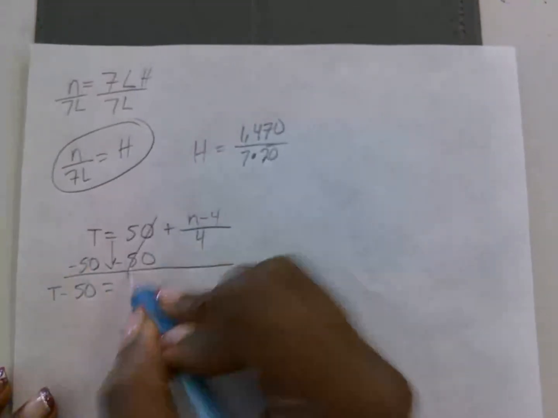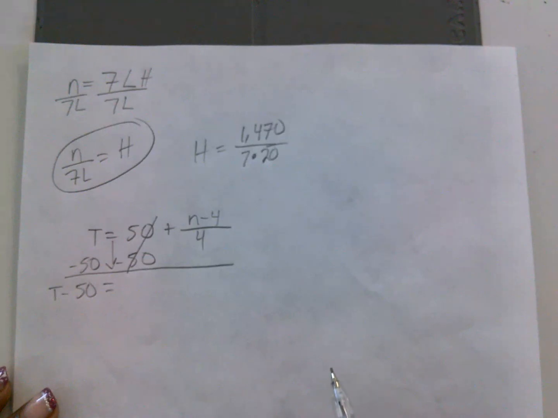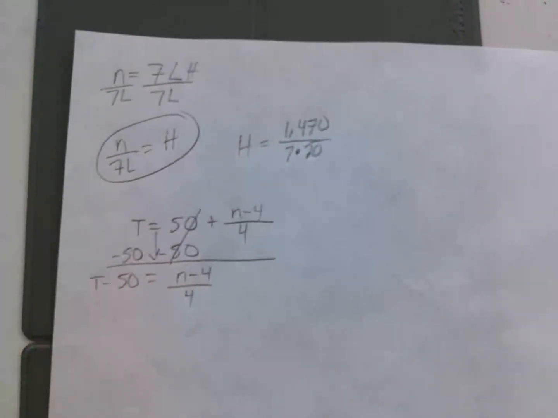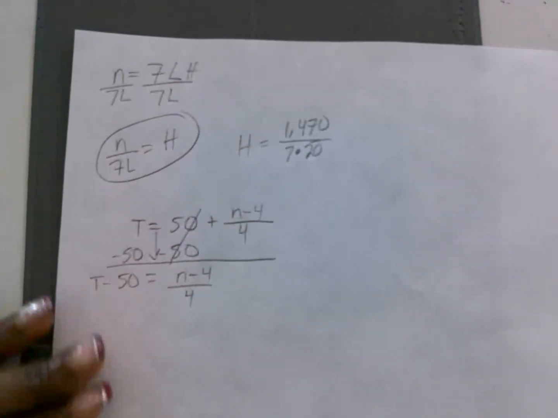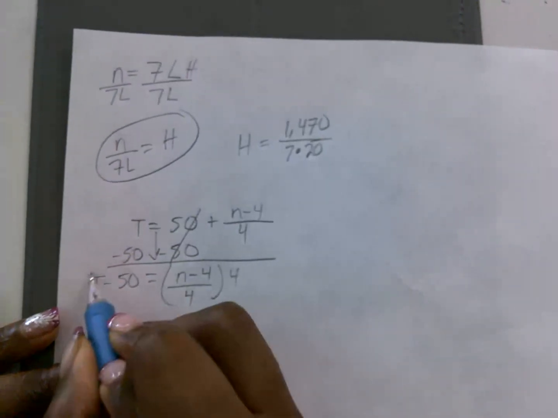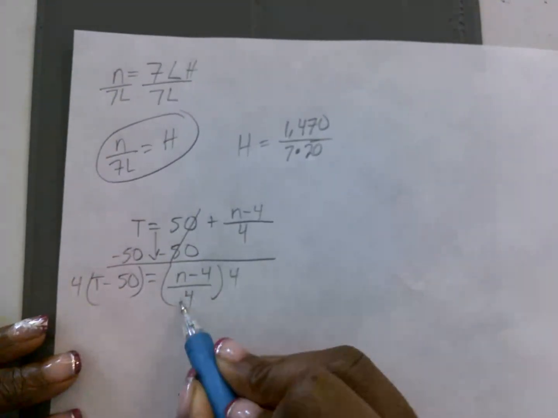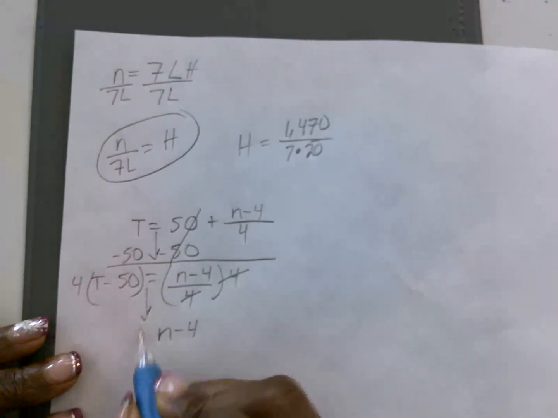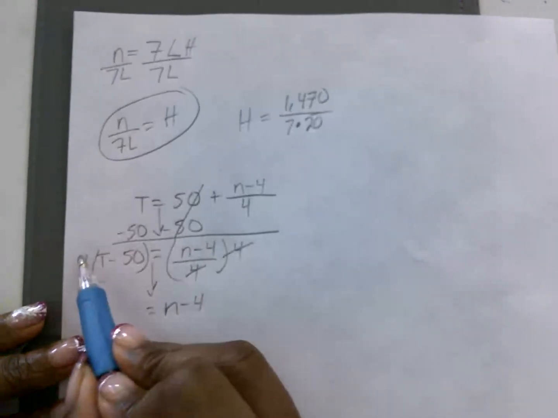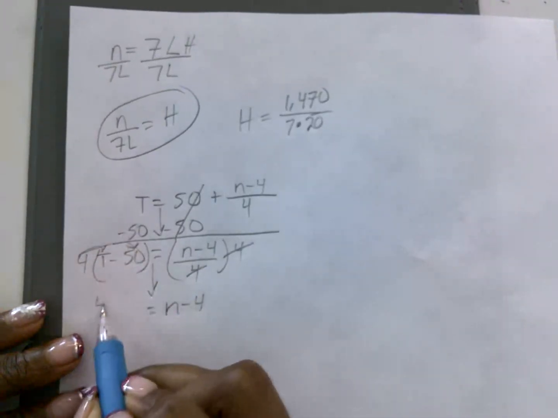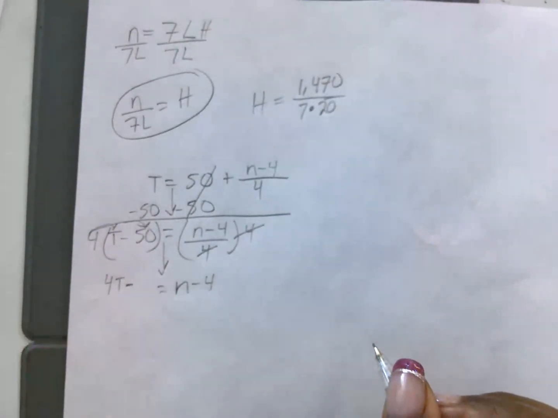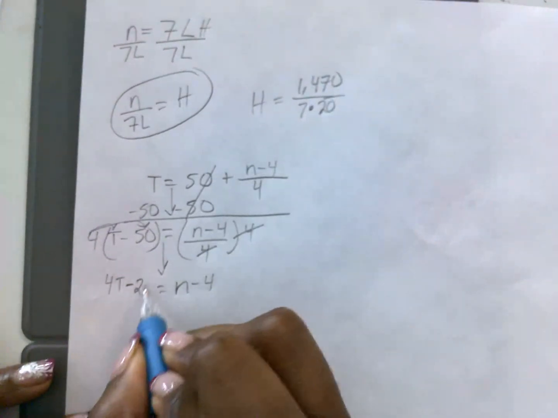Okay. All right, so now 50 is gone, and we are left with N minus 4 divided by 4. So now what are we going to do to get N by itself? Multiply both sides by 4. So that's going to remove that, and I'm left with the numerator, N minus 4 on this side. On this side, when I distribute, I have 4T minus what? What's 4 times 50? 200.